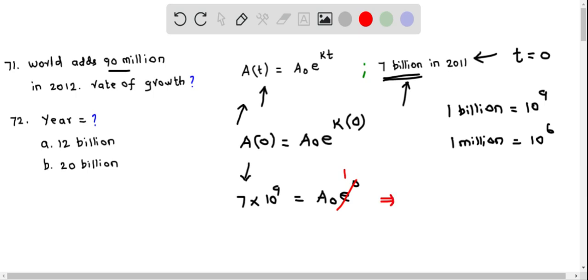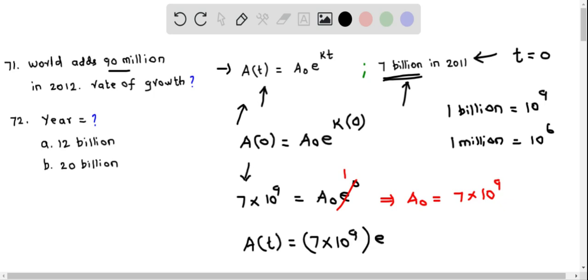So we can determine the value of A naught from this equation, that is A naught equals 7 times 10 power 9. And this means we can write the population model as A of t equals A naught, which we now replace as 7 times 10 power 9, multiplied with e raised to the power of kt. Let's say that this equation is equation number 1.